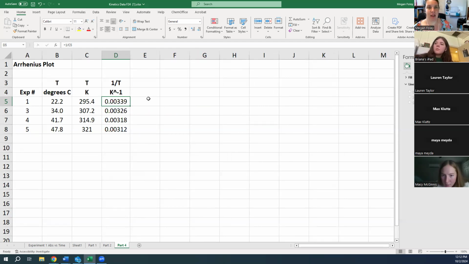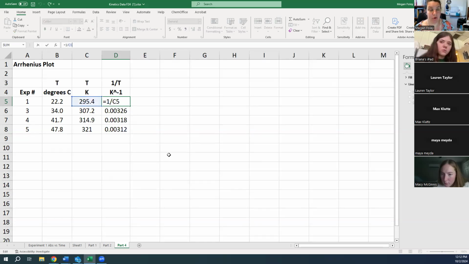Wait, what did you put in for the K to the -1 power again? You did equals what? 1 divided by our temperature in Kelvin, or 1 / the cell with temperature in Kelvin.